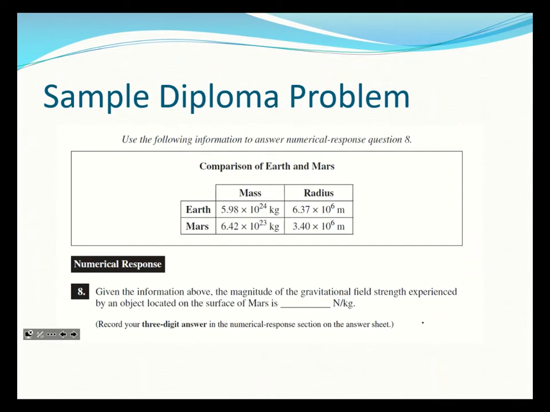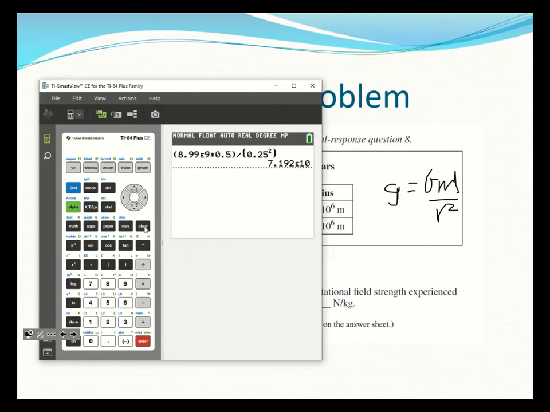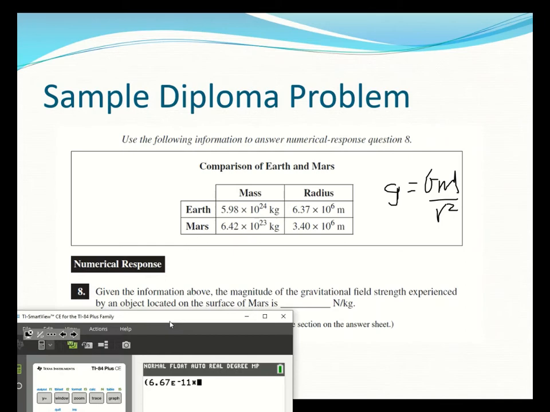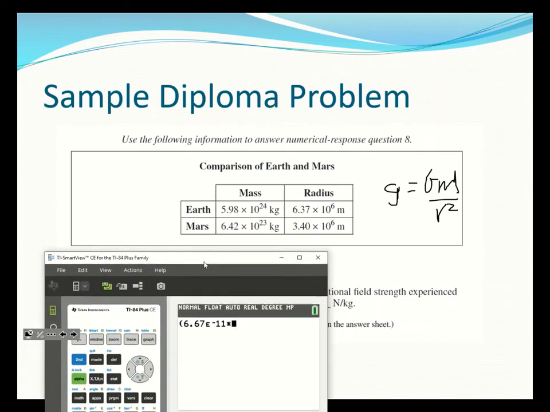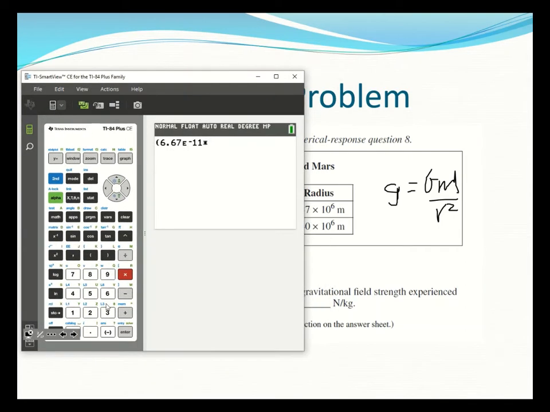Given the information above, the magnitude of the gravitational field strength experienced by the object on the surface of Mars is. Right. So this is a g equals GM all over R squared question. And you can find that G value in your data booklet. That's 6.67 times 10 to the negative 11. And we multiply that by the mass of Mars, 6.42 times 10 to the 23.